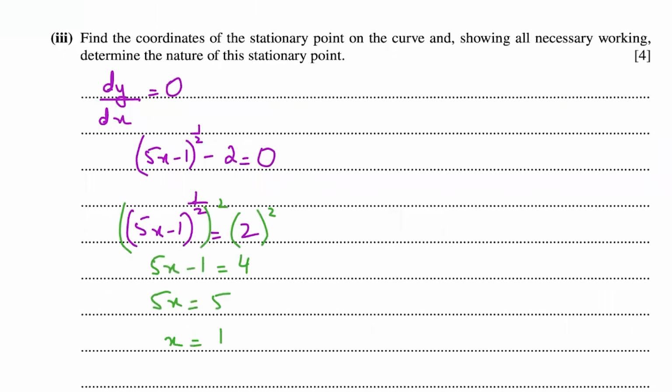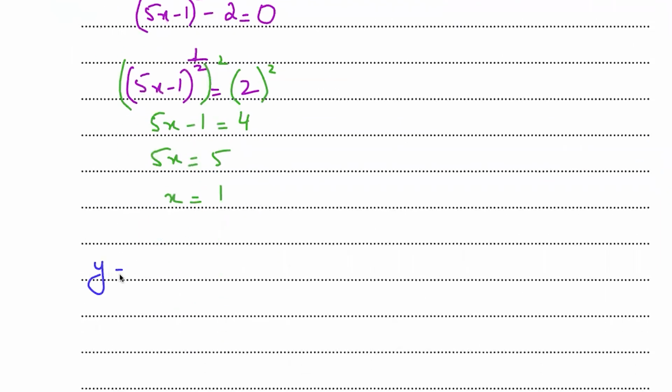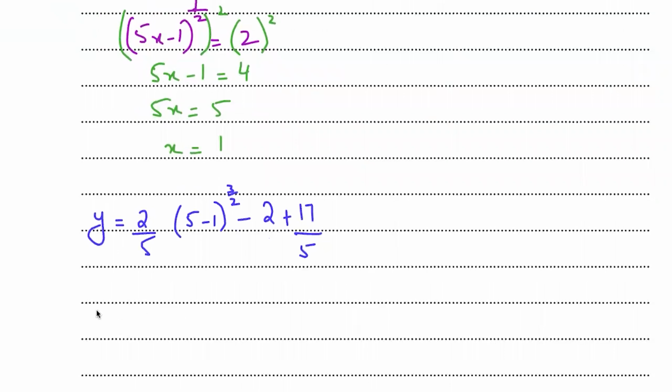Now substituting the value x equals 1 into the equation to find the y coordinate, we get 2/15 (5 minus 1) to the power 3/2 minus 2 plus 17/5. Substituting this in the calculator, we get y is equal to 57/15.